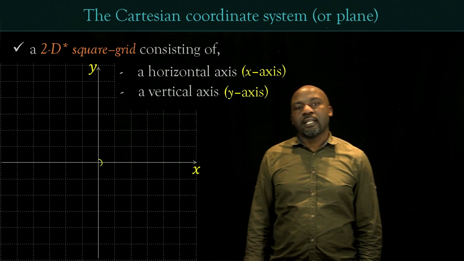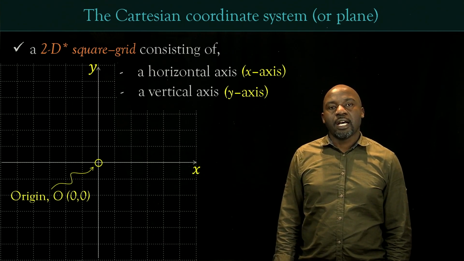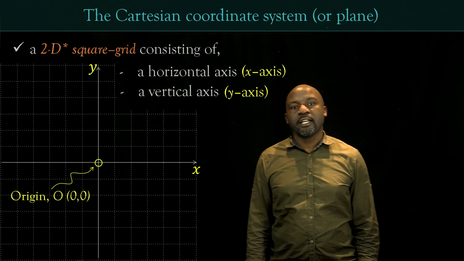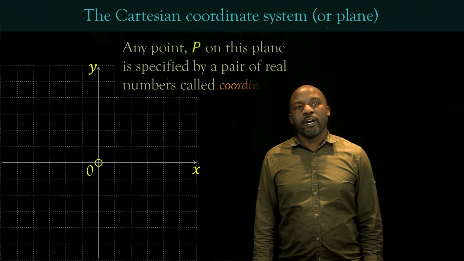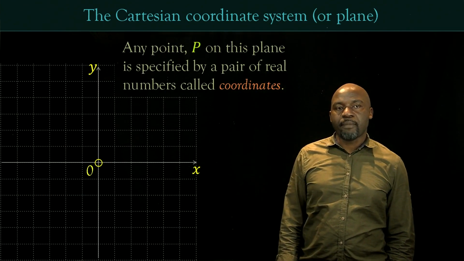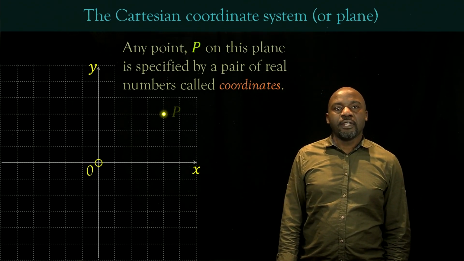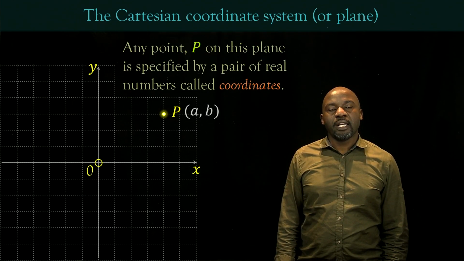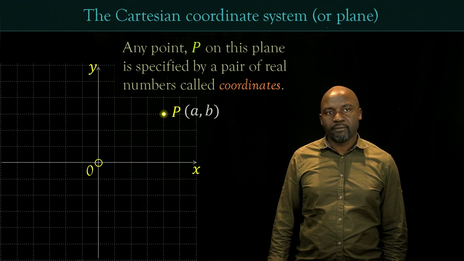Where the x-axis and the y-axis intersect, that point is referred to as the origin, and it has what we call coordinates 0, 0. We'll talk about what coordinates mean. Any point on this plane is specified by a pair of real numbers, okay? And these real numbers will represent the distance of point P from the x and the y-axis respectively, right?